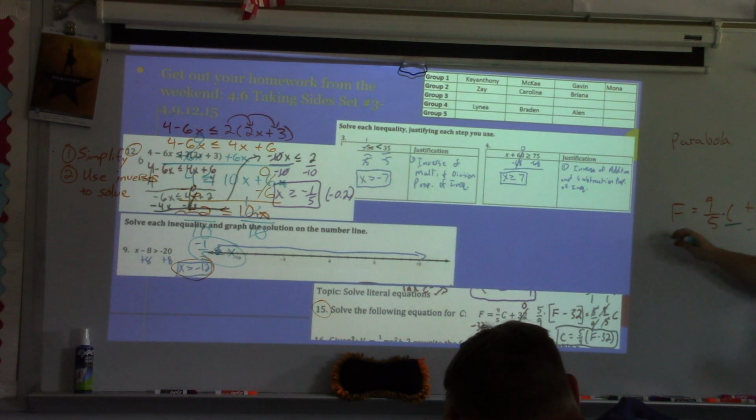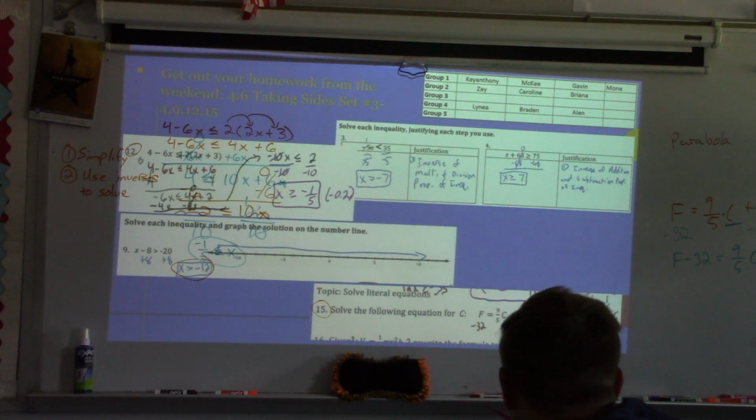Notice that's really simple, because what's 32 minus 32? 0. It's like a Tootsie Pop. How many licks does it take to get to the center of the Tootsie Pop? Now what am I going to do at this point?